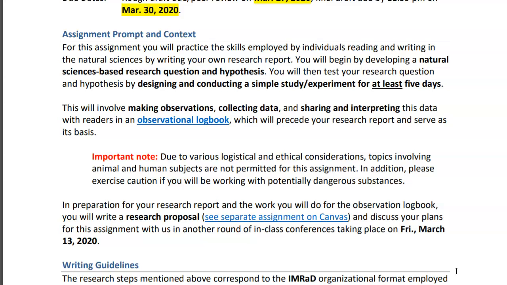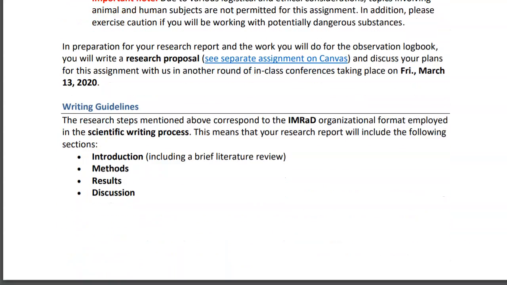This will involve making observations, collecting data, and sharing and interpreting this data with readers in an observational logbook, which will precede your research report and serve as its basis. That's the one thing to keep in mind, right? That it might sound very scary to see, oh, this has to be at least 2,000 words, but you've already done a lot of this work, and it's just a matter of revising, retooling, reorganizing the information that you already have, right? But let's take a look at the writing guidelines for the research report.